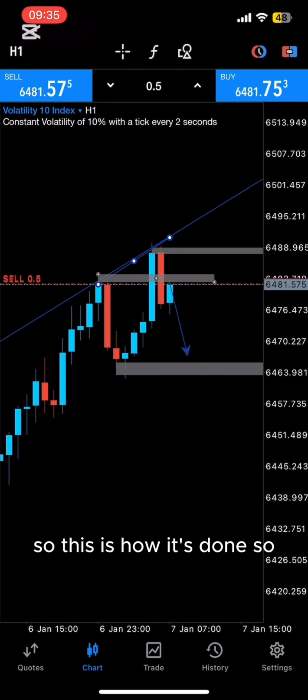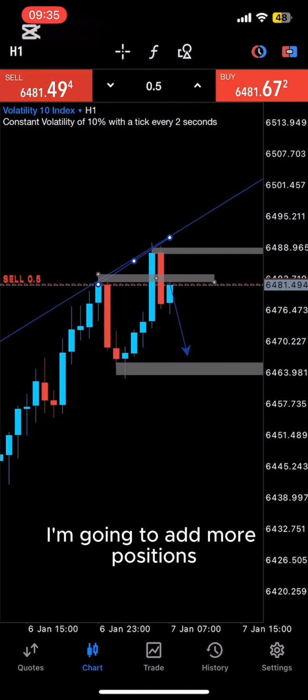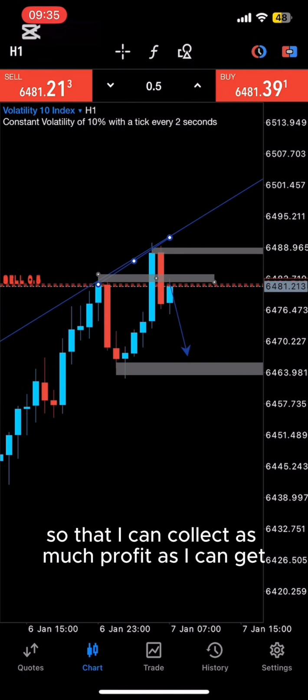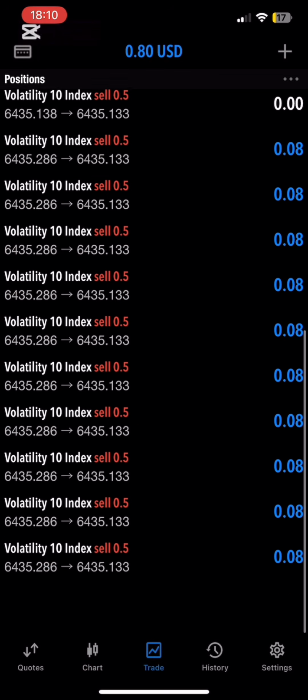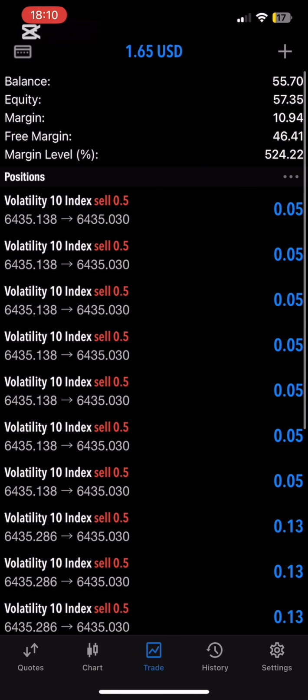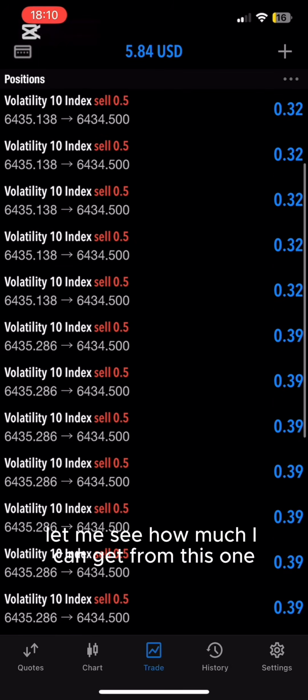So this is how it's done. I'm going to add more positions so that I can collect as much profit as I can get. So I have executed the market. Let me see how much I can get from this one.